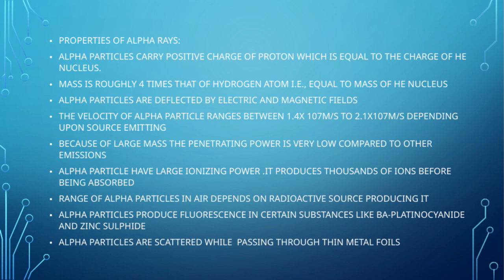Interestingly, alpha particles can cause certain substances to fluoresce, like barium platinocyanide and zinc sulfide, which is a useful property in detection techniques. Finally, when alpha particles pass through thin metal foils, they tend to scatter. This scattering behavior is fundamental in understanding atomic structure and was key in historical experiments, like Rutherford's gold foil experiment. So all these properties, charge, mass, velocity, ionizing power, and scattering, are essential in understanding how alpha particles behave and their role in nuclear physics.